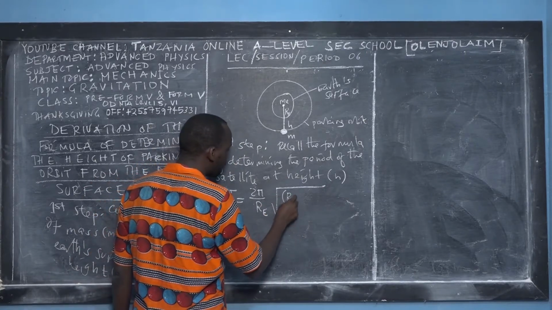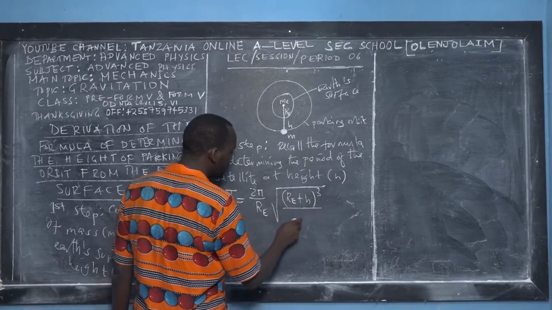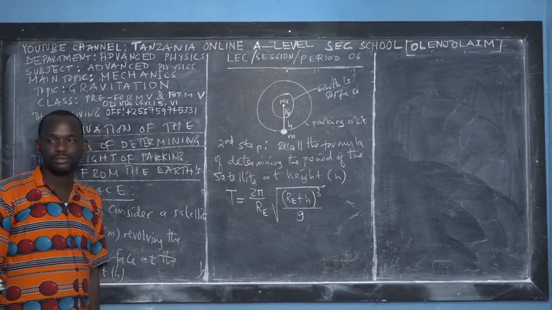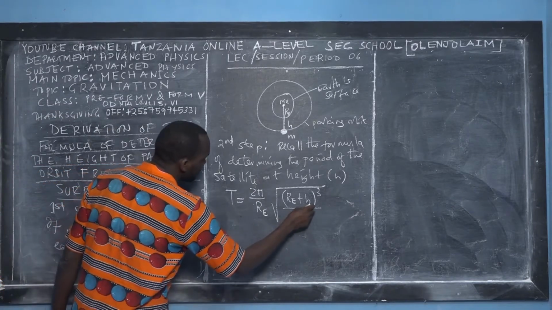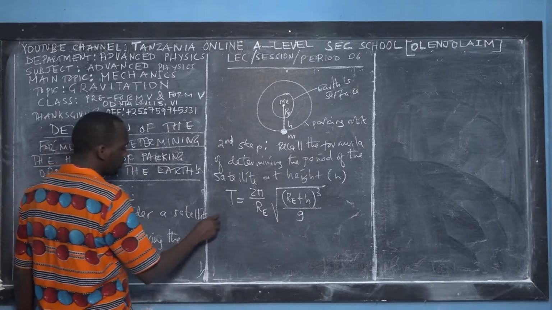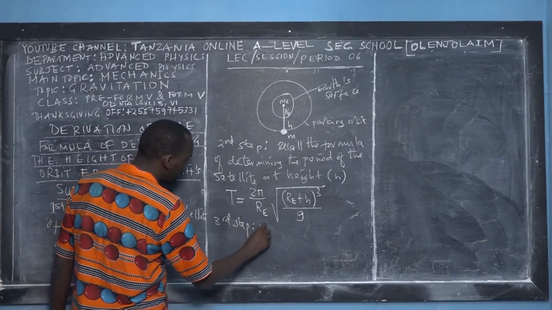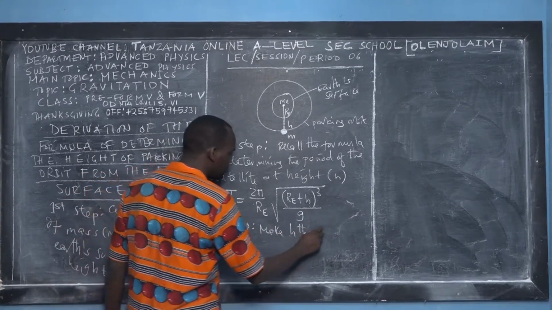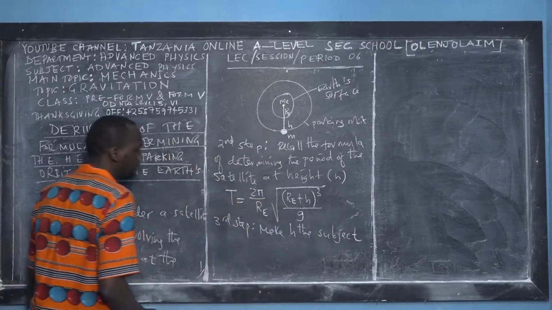Summations of the radius of the Earth plus the height cubed, over the acceleration due to gravity G. Right? So our main goal is to make this the subject. So we go for the steady state. The steady state, we say that we make H the subject. Make H the subject from this formula.